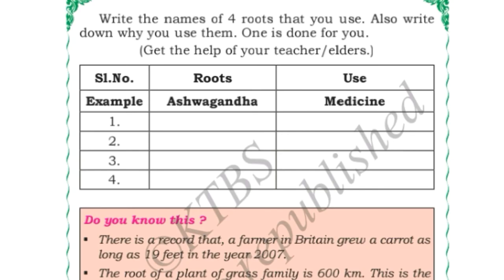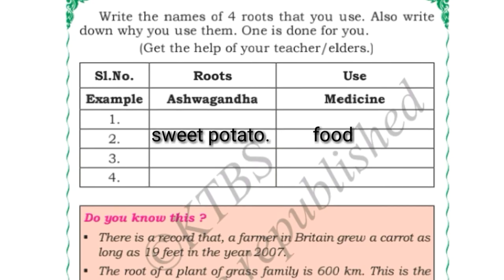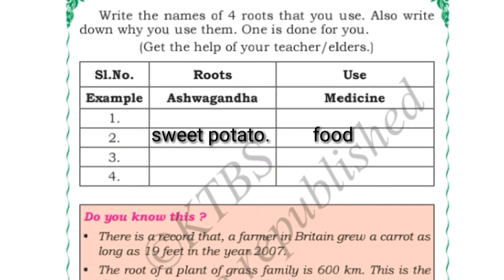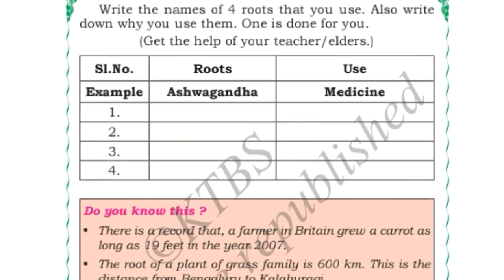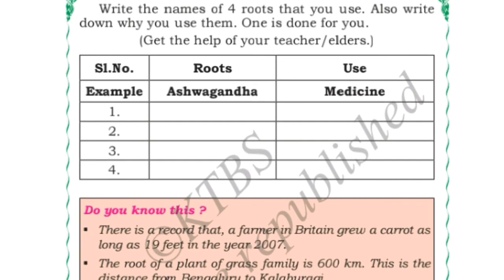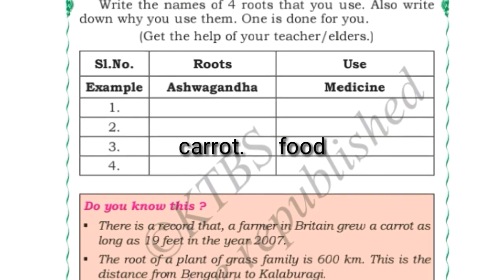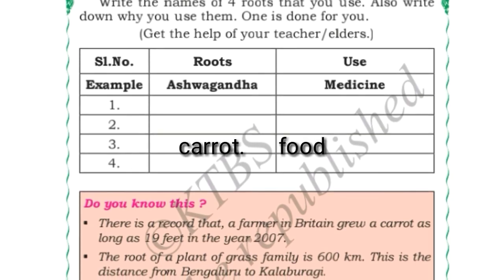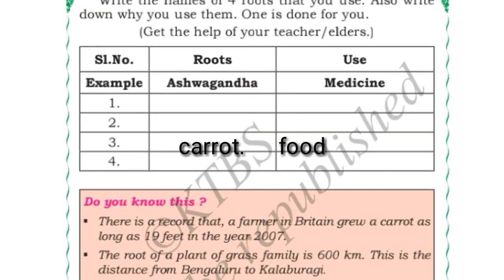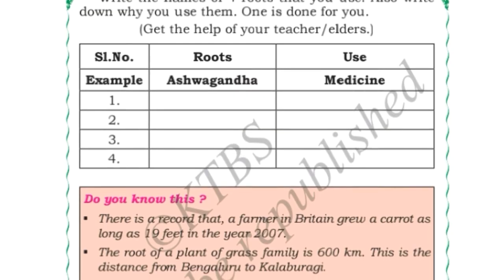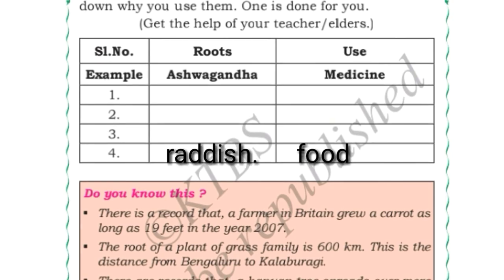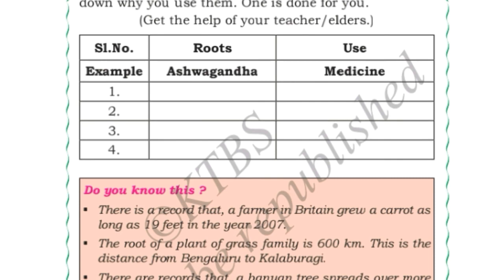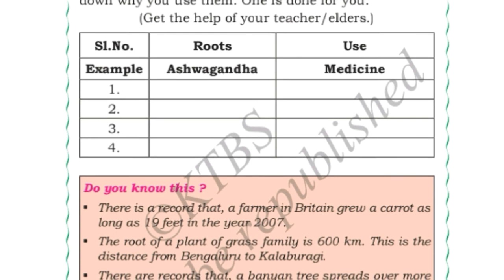Next, shall we write sweet potato? Yes, sweet potato we use as a vegetable. Carrot we will use as a vegetable, okay. From the carrot we will make carrot halwa and carrot vegetable, right? So we use different roots to eat and also as a medicine, okay. So this is all about the roots of a plant, the lesson on roots supporting the plant.